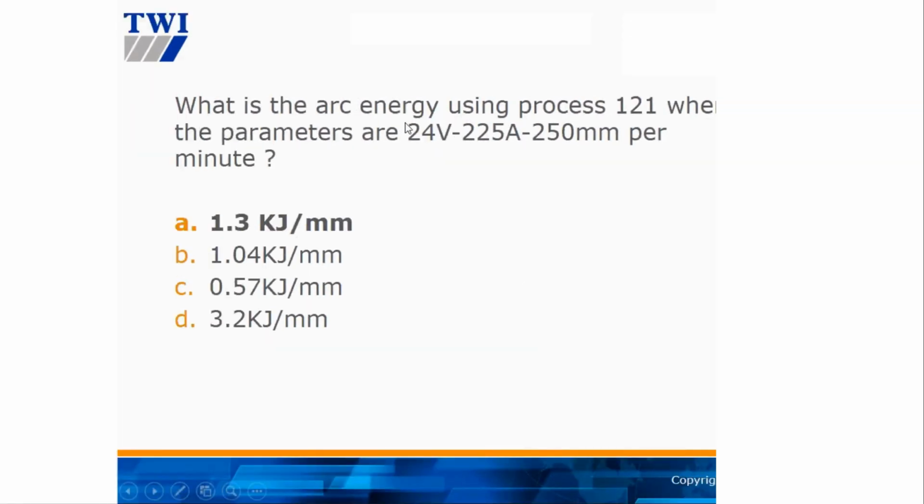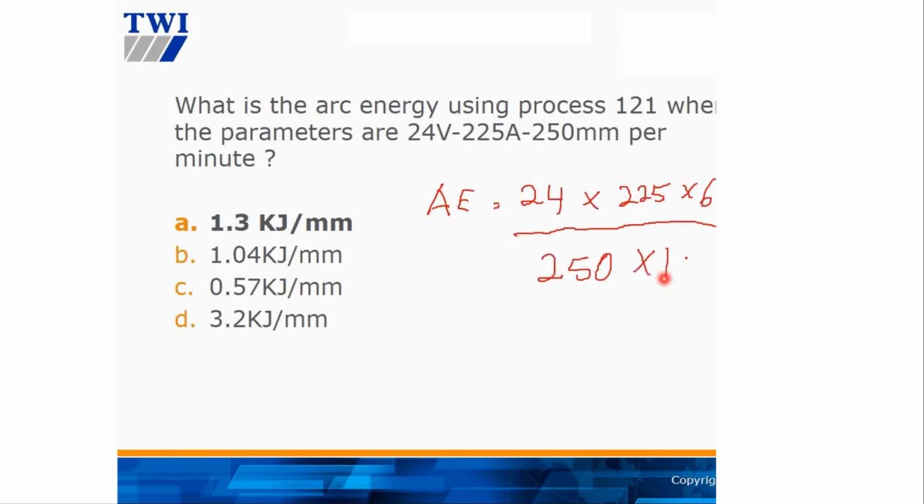Right? Question 1. The question talks about arc energy. So we understand when they say arc energy it means there is no K. So what we have here, arc energy equals 24 times 225 times 60 divided by 250 times 1000. So the answer must be A, yeah?